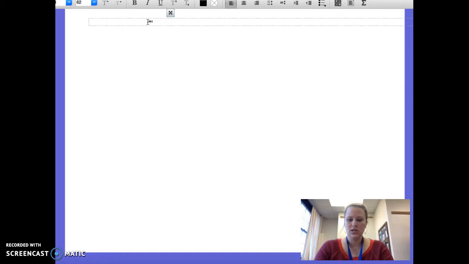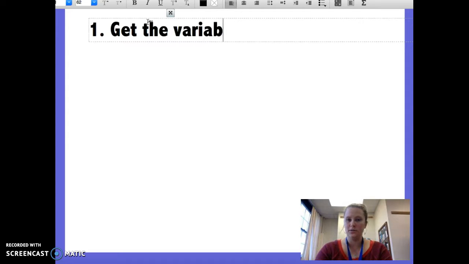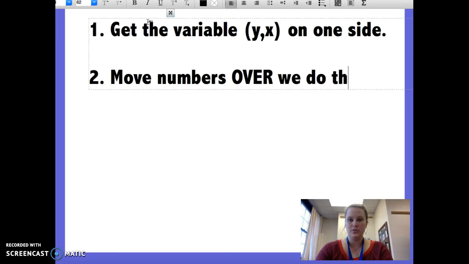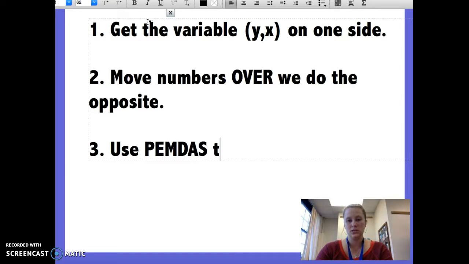algebra equations. So the first step that we need to do is get the variable, and we know variables are usually like y or x, on one side, okay? Now in order to do that, when we move numbers over, we do the opposite. I'm going to do a couple practice problems too, so that should make sense, okay? And then 3, use PEMDAS to solve.